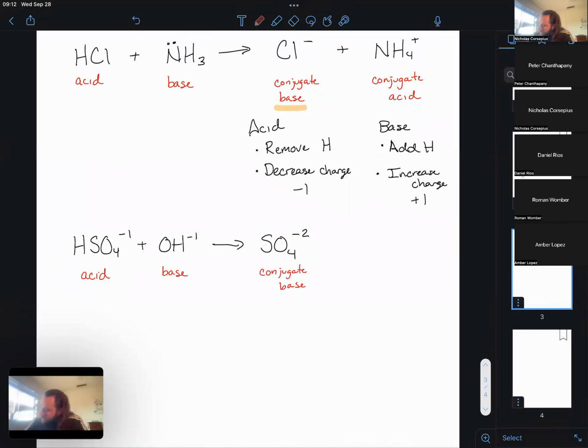To get my conjugate acid, I'm going to do the exact opposite. I'm going to take my OH and I'm going to add a hydrogen. This gives us water. And I'm going to increase the charge by 1. So it goes from -1 to 0. When it's 0, we don't bother writing the charge. All right, so this is now my conjugate acid.